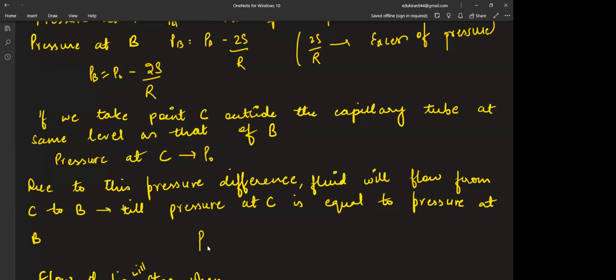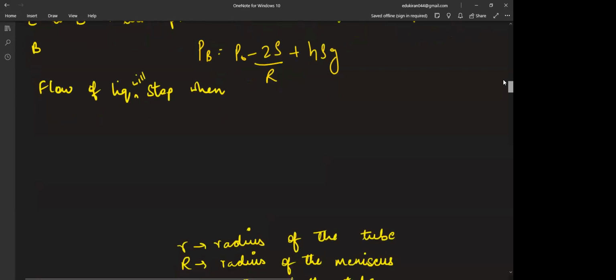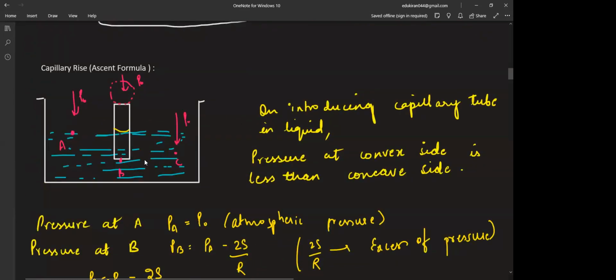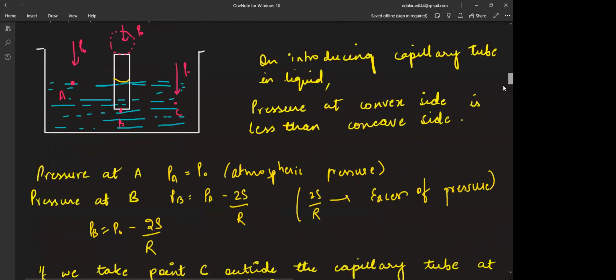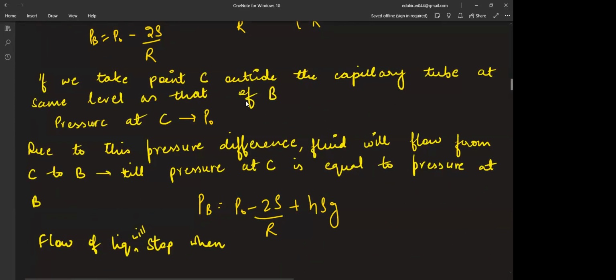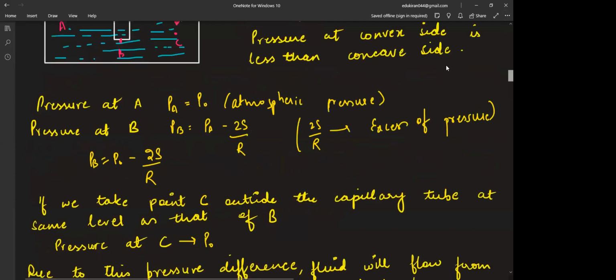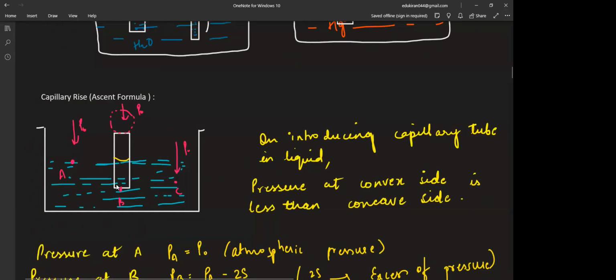Now, let's finally write the complete P_B that is acting. P naught minus 2S by r is acting, but the pressure due to the liquid column is acting in the same direction, so we will add H rho G. Now, because of Pascal, what is the statement saying? If we take a point C at the same level, there's a pressure difference acting. This atmospheric pressure is there and this pressure is there.